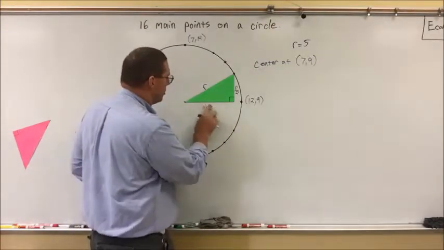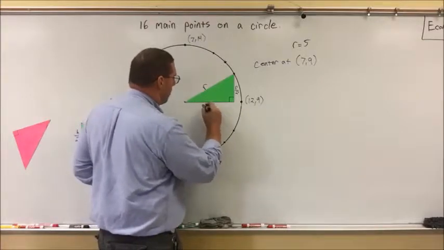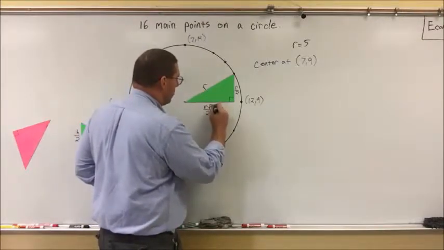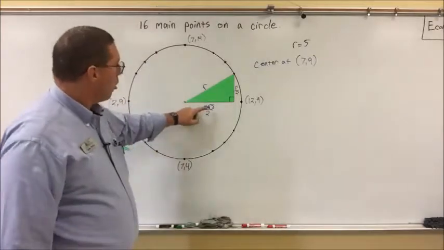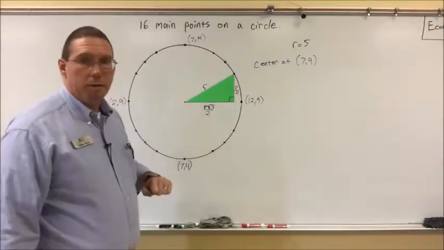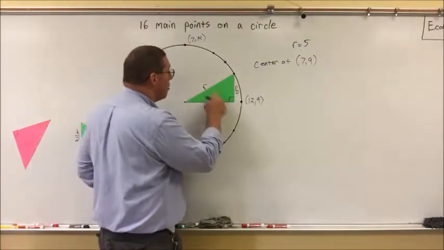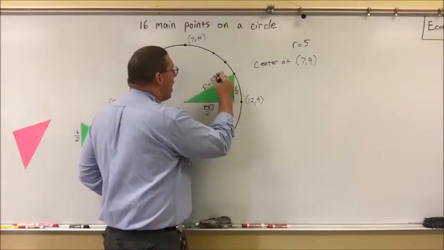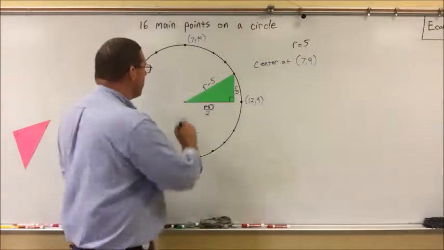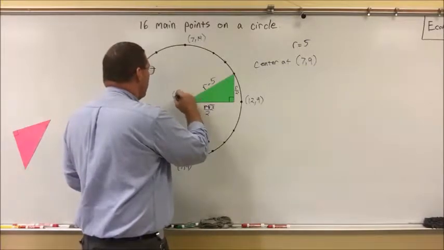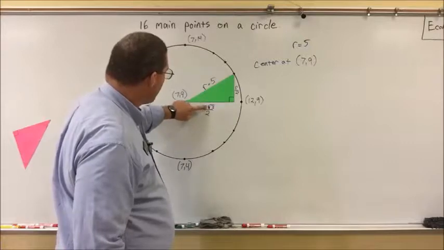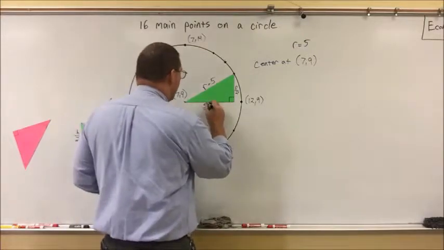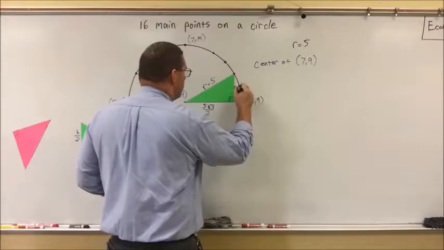Actually, I'm going to change this. Instead of square root of 3 times r, I'm going to make it r times the square root of 3. That r looks a little bit like a square root symbol. R times the square root of 3 divided by 2. That's our horizontal distance. So in this case, since our radius is 5 and our center is at 7, 9, we can change this radius to a 5, and this radius to a 5.